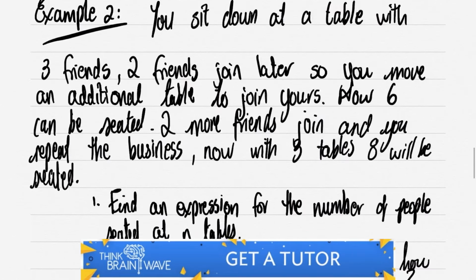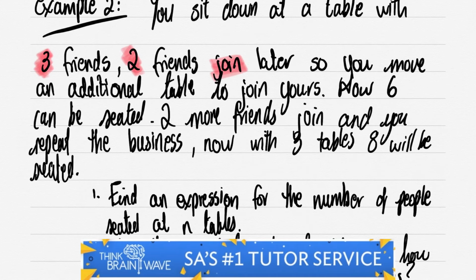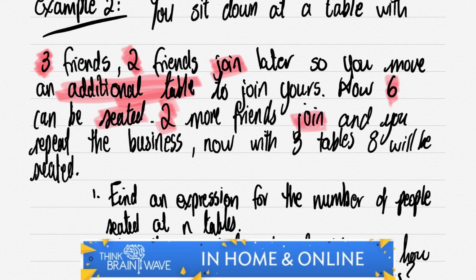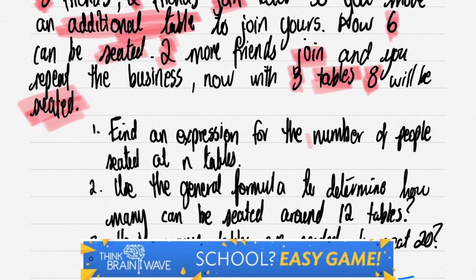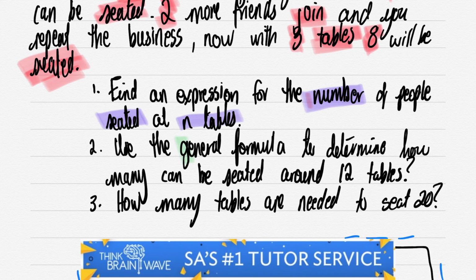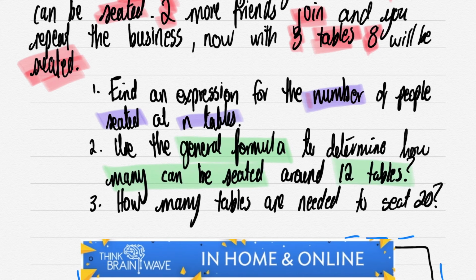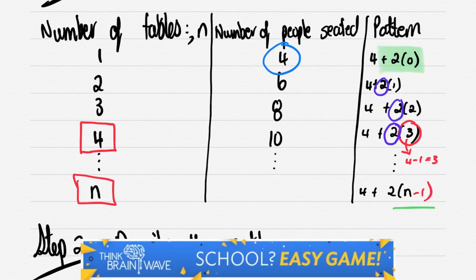Right, this video is going over what we did in the previous video, just making sure to focus on the relevant information. So as we said, we have 3 friends, then 2 friends join later, and then another 2 join later. We go from 1 table to 3 tables, and we've been asked to find an expression that explains the relationship between the number of seats and the tables.